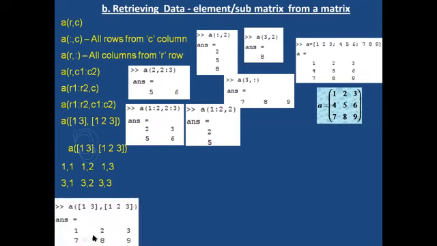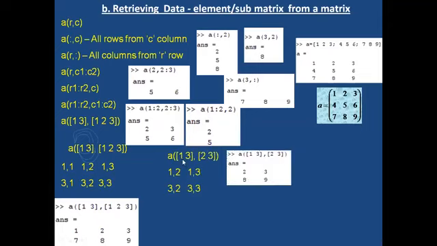This may be the answer. First row and third row: it will take the first row and third row, and again 1, 2, 3, meaning I want the first column, second column, third column. So the first row, 1, 2, 3 is available, and then 7, 8, 9 is available. This is the answer. So these are all the different ways you can retrieve the data.